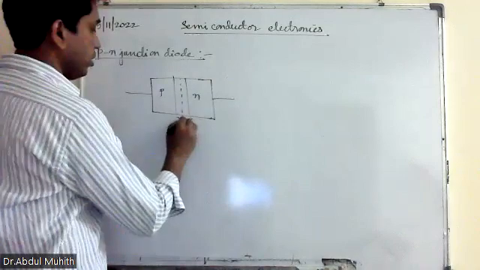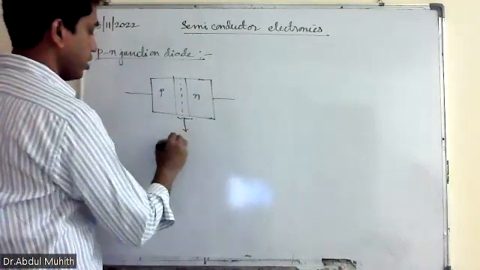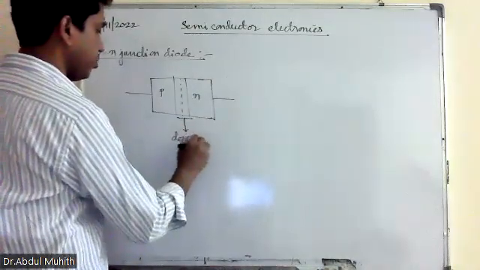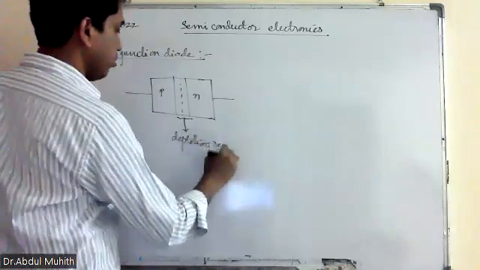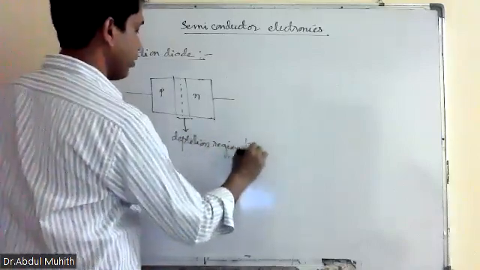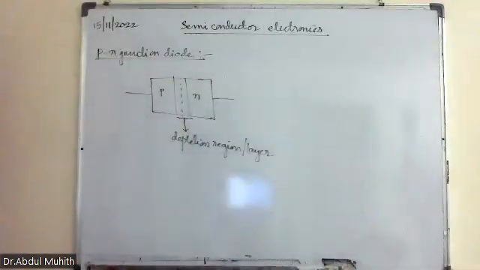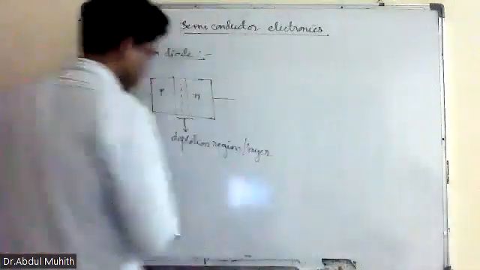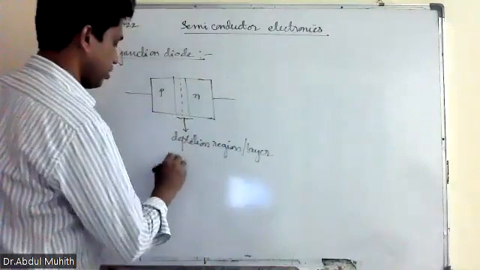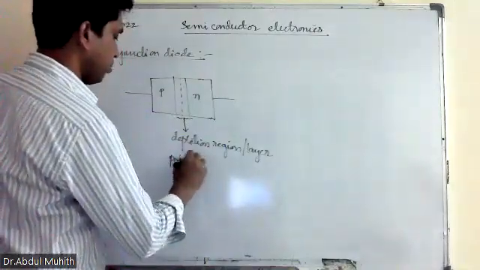And the layer formed here is known as depletion layer. Depletion region or depletion layer, and this is also known as potential barrier.